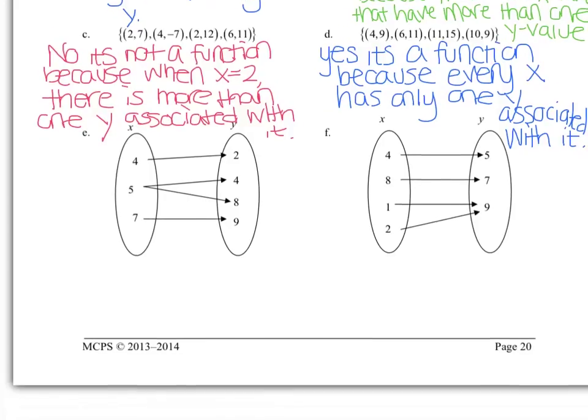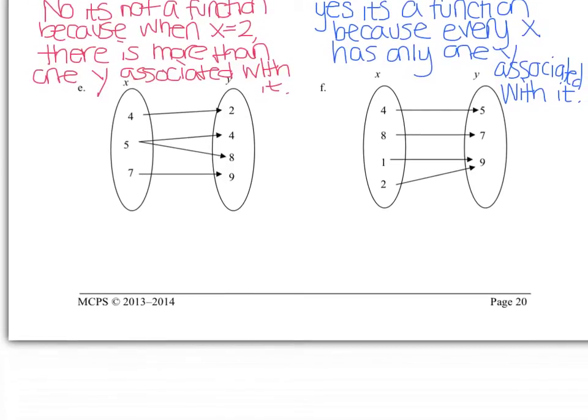All right, finally, E and F. E and F are mappings. And if you remember with mappings, here's your x's, here's your y's, and each x will go to a y, and that will make up an ordered pair. So we have 4, 2. We have 5, 4, 5, 8, and 7, 9. And because of mappings, we can see with this one that it's very clear this is not a function. So no, it's not a function.